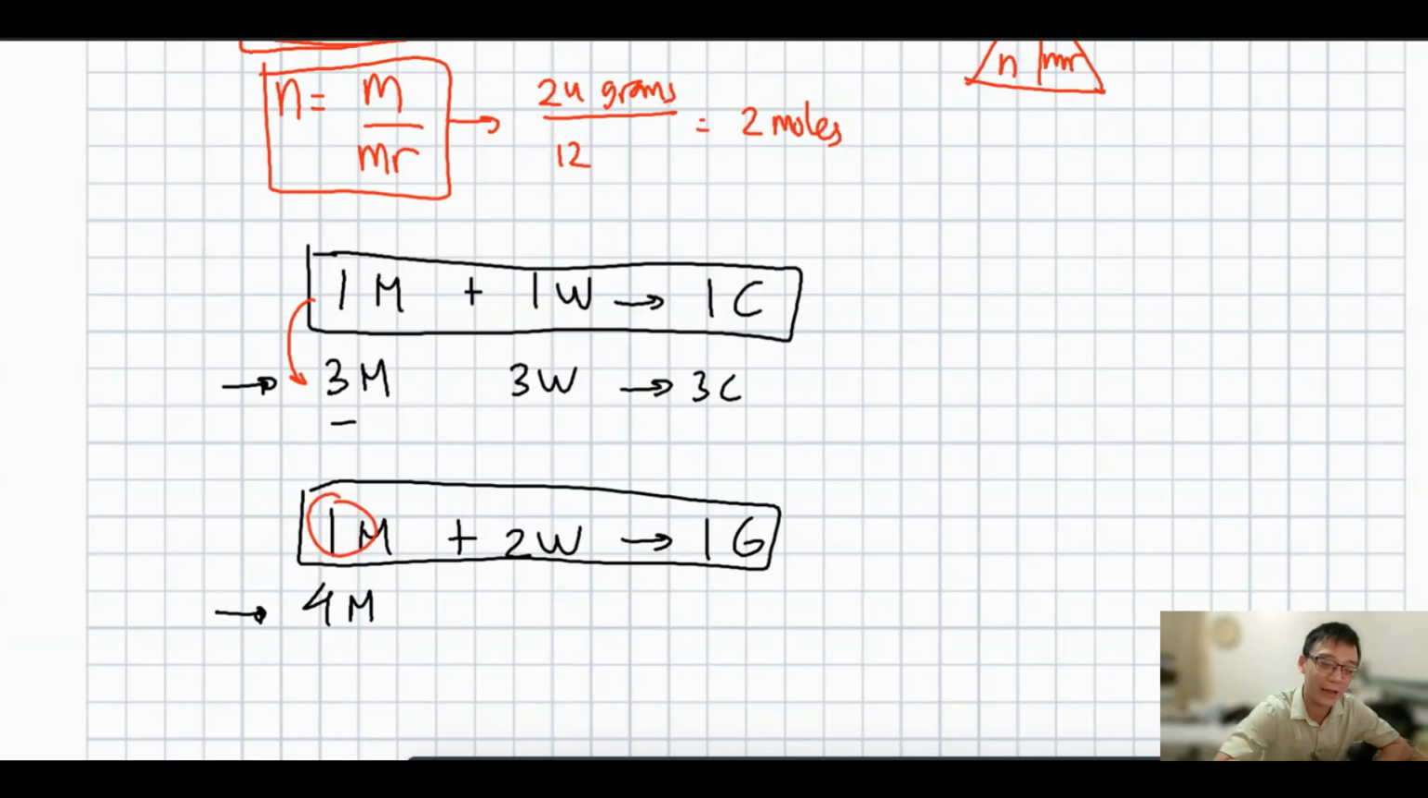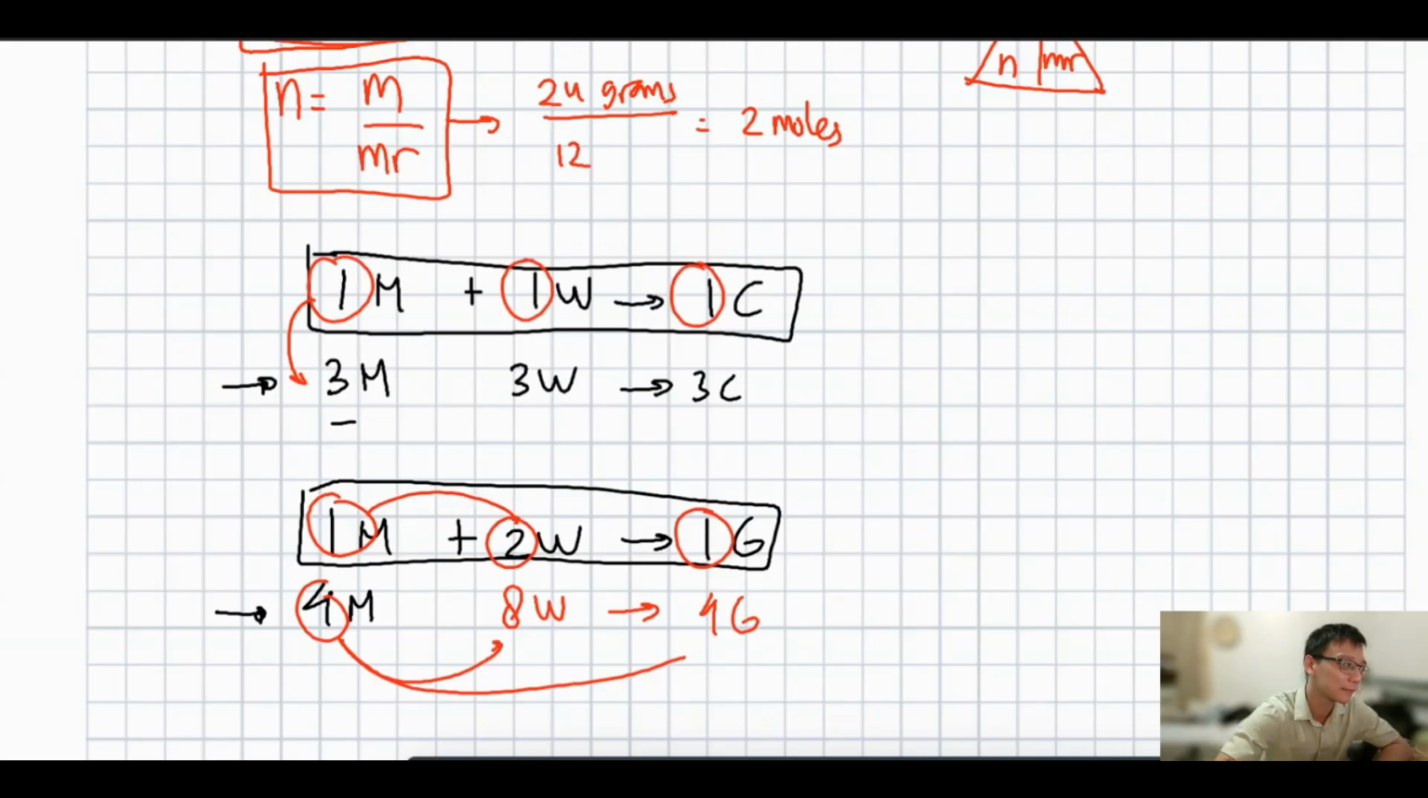If every one man would need two women, of course four men would need twice the amount as well. One needs two, so four needs eight, and they would produce four groups as well. So we come to the same conclusion as in the previous formula: the number of something is based on the number of coefficients.